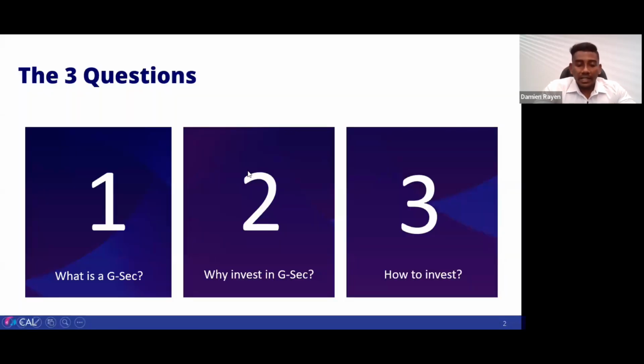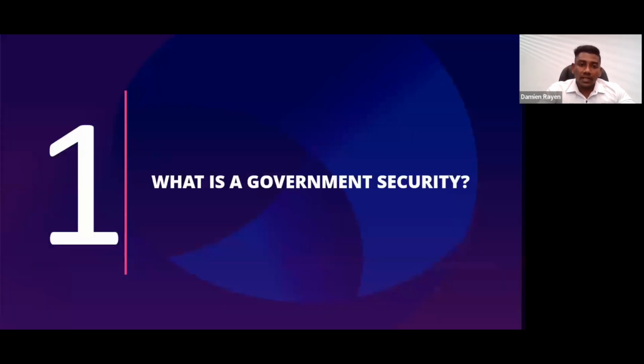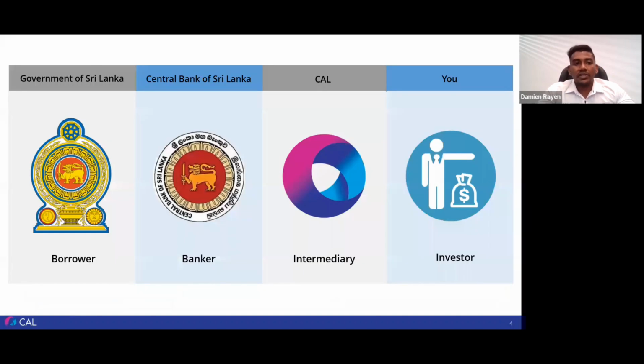Okay, so there are three areas that we will be covering during this presentation. First one, what exactly is a government security? Second area will be why to invest in government securities over the other traditional forms of investment. And third, the most important question, how exactly to invest. So what exactly is a government security?